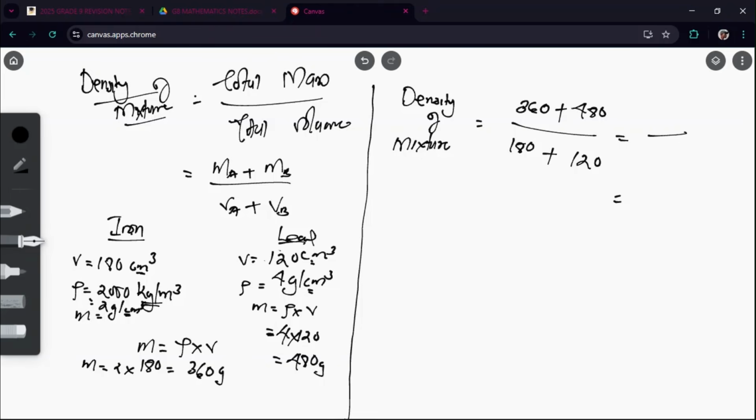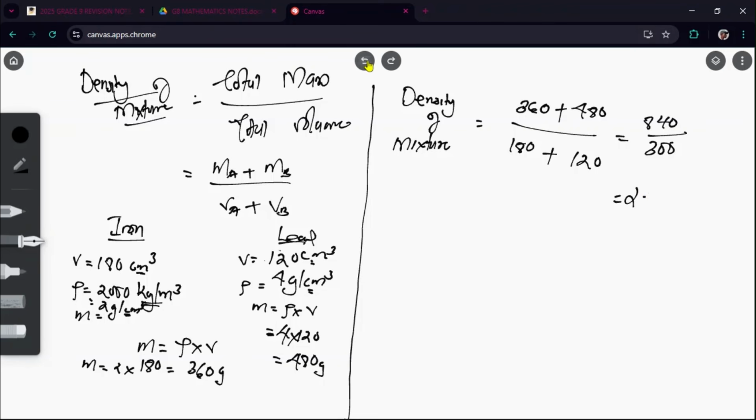So what is your answer when you take 360, you're adding 480? I believe you got your answer as 840, can confirm. Then what is 180? You add 120. Believe your answer was 300. I believe so. Like that. So then divide the two of them. What is 840? You're dividing by 300. Your answer becomes 2.8.